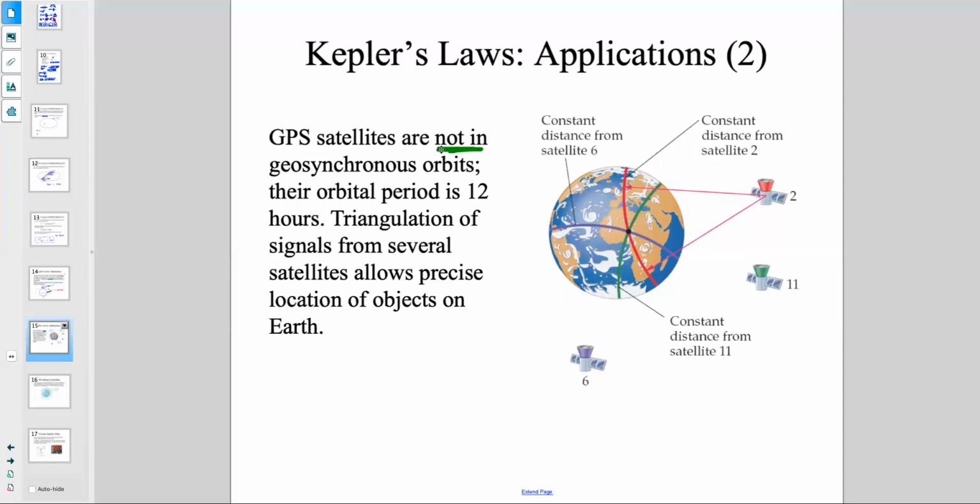A point will get signal from different satellites. For example, this purple line is the constant distance from satellite number 6. The green one is the constant distance from satellite number 11. And this red one is the constant distance from satellite number 2. But this point right there will have the most accurate information of its position because it's been observed with 3 satellites from different locations. In other words, we can use this information from the satellites to make the most precise estimate of the location of an object.